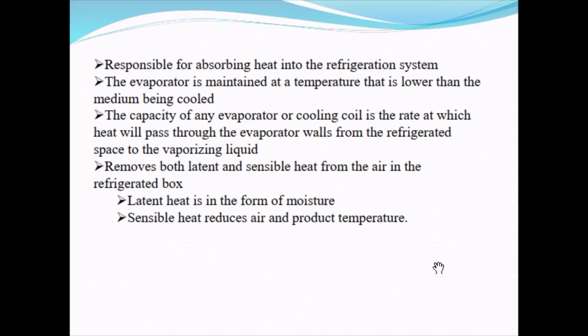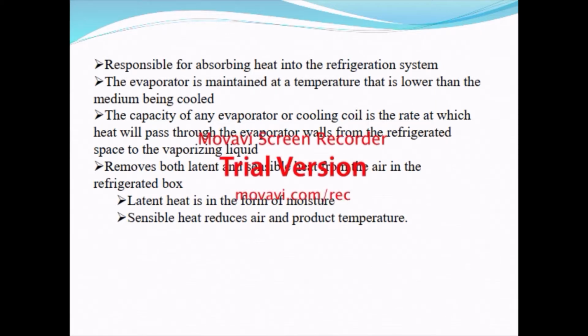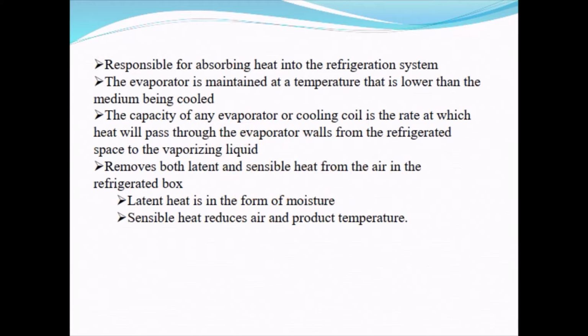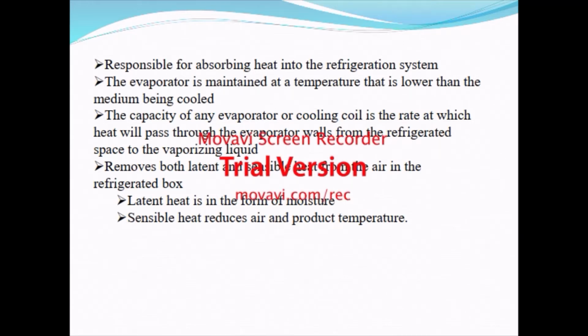So, responsible for absorbing heat into the refrigeration system, we will utilize the heat into the refrigerant system. Then we just recycle back the heat into the cooling system, while the refrigeration releases the cooling temperature into the room, for room conditioning.